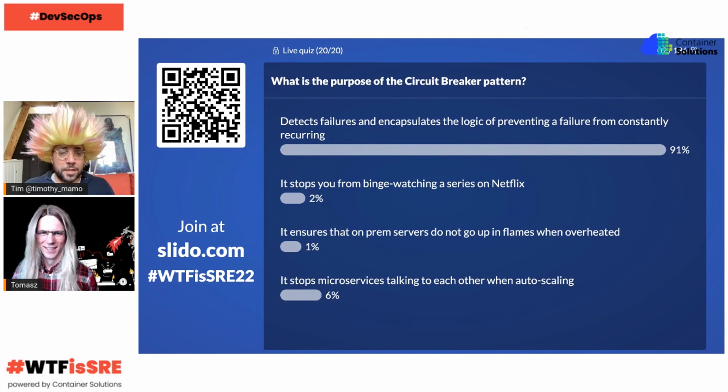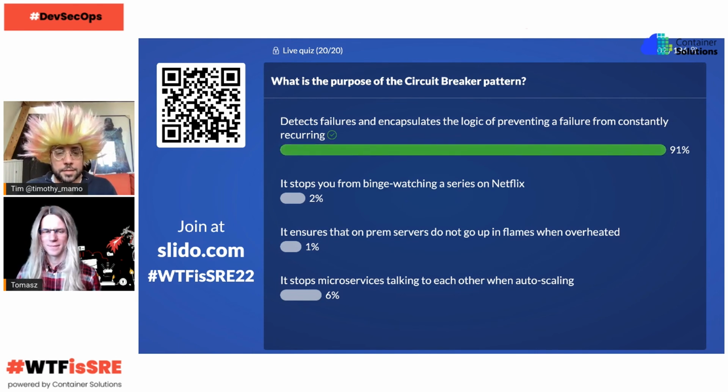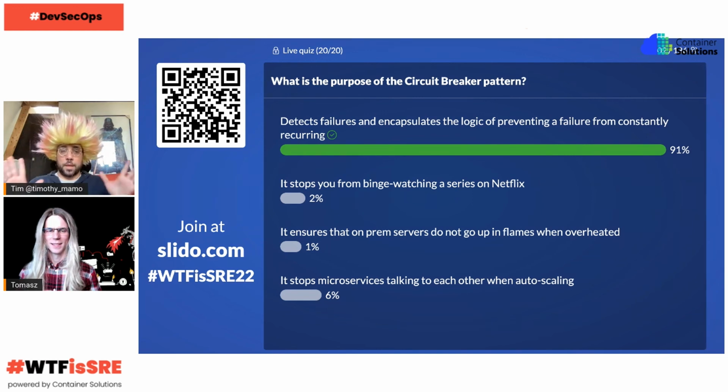Final answer is, we've got a bit of a spread, but mainly people who know that it detects failures and encapsulates the logic of preventing a failure from constantly recurring. So that's it. Quiz is over.